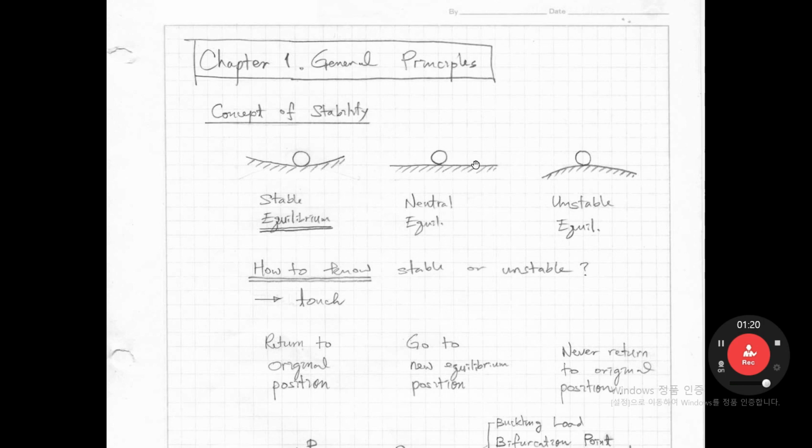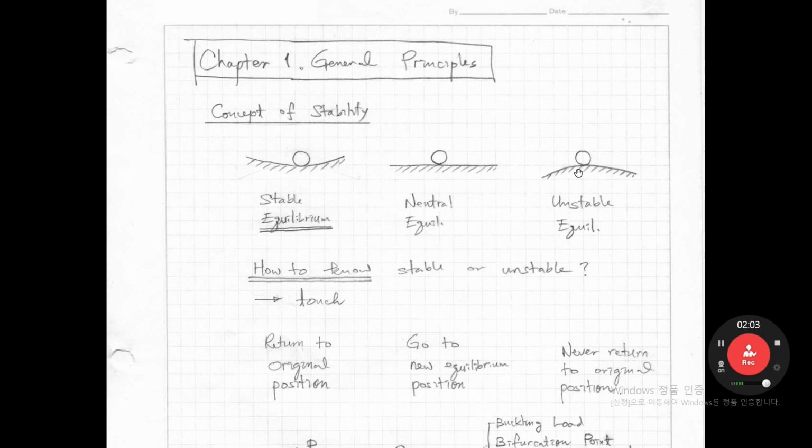Another one: this one is a plane surface, and there is a ball again. If somebody touches this ball a little bit, then this ball moves to a new position somewhere here. But this ball does not move anymore, okay? So this ball stays in one position, so we call it equilibrium. If we touch it, this ball moves a little bit, so we call it neutral equilibrium.